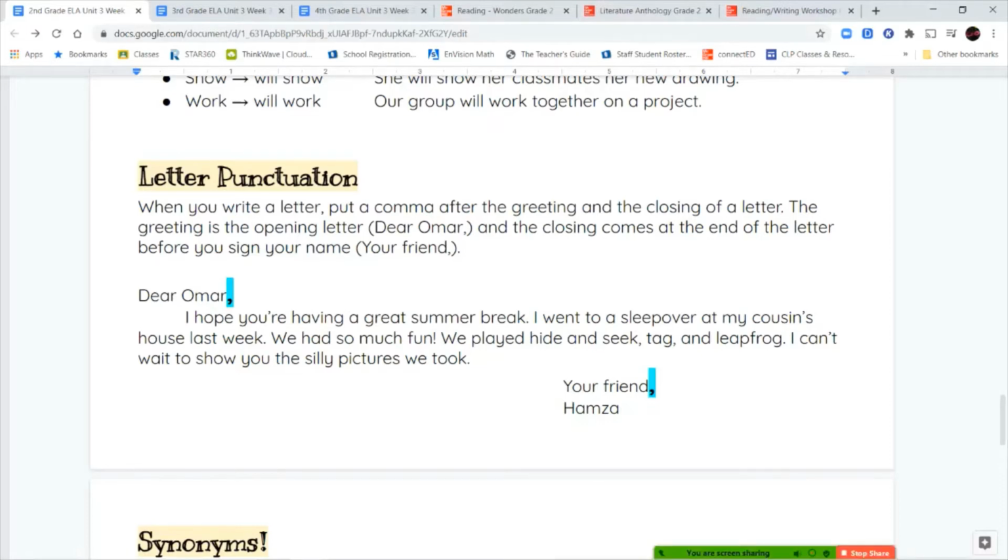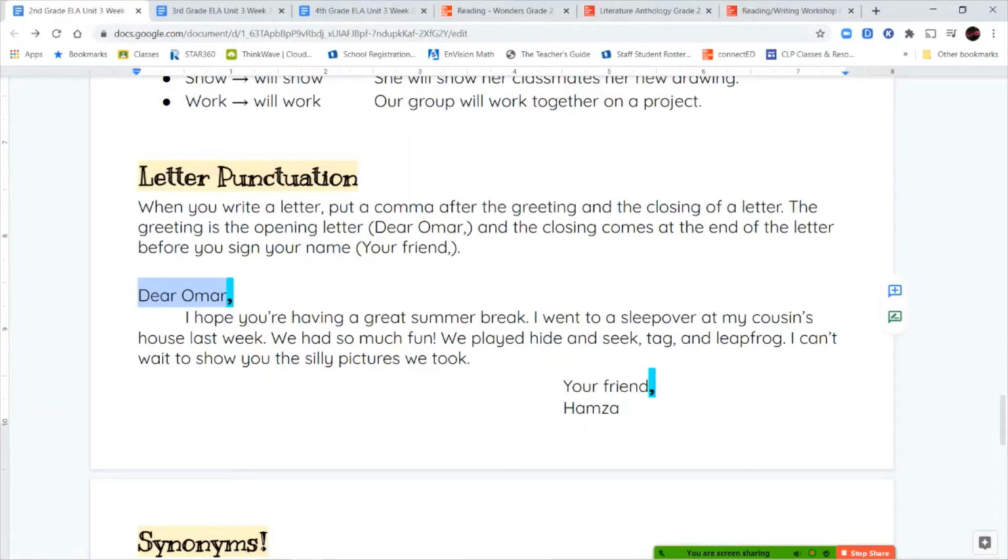Now, the greeting is where you're opening your letter and you're talking to your person, you're addressing that person. So my letter over here says, Dear Omar, I hope you're having a great summer break. I went to a sleepover at my cousin's house last week. We had so much fun. We played hide and seek, tag, and leapfrog. I can't wait to show you the silly pictures we took. Your friend, Hamza.